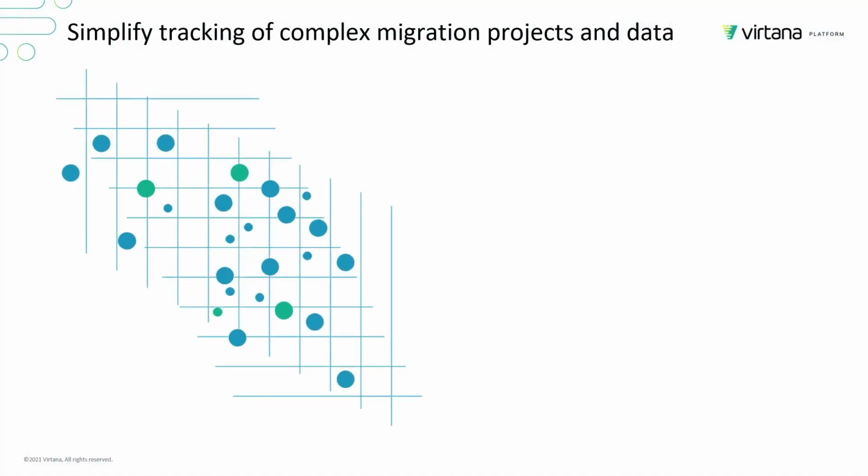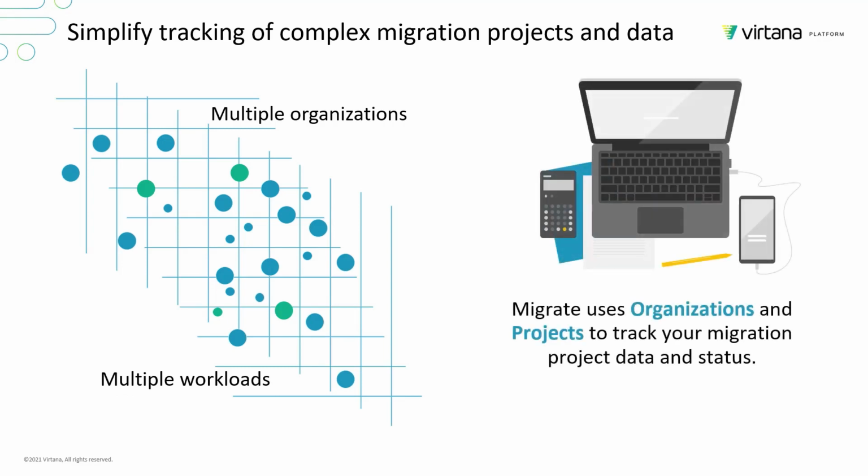Digital transformation projects must organize and track complex data throughout their life cycle. There are often multiple organizations undergoing migration with multiple target workloads identified for migration. You can consolidate your projects using our organization and project framework to easily keep track of your migration project data and status.